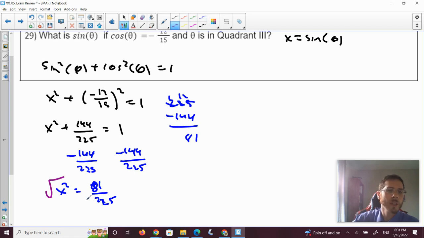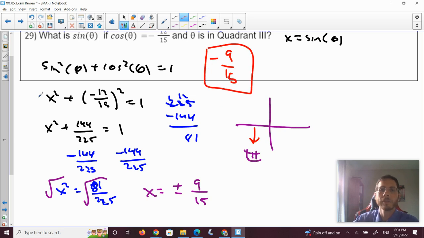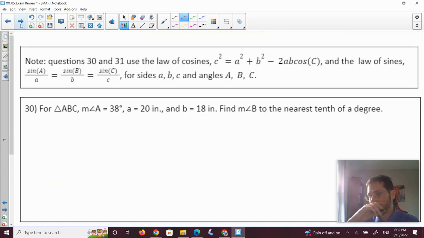We'll square root both sides. So x is equal to plus or minus 9 over 15. All right, so I got 9 over 15. Now I just have to decide for quadrant 3, what's sine going to be? Well, quadrant 3 is down here. Remember, sine is the up and down way. So we're below the x-axis, so we want the negative version. So negative 9 over 15. So that's where quadrant 3 is. It's below the x-axis. Almost done.